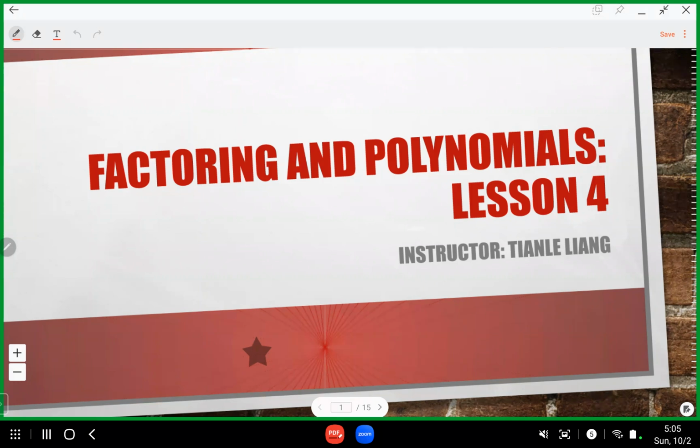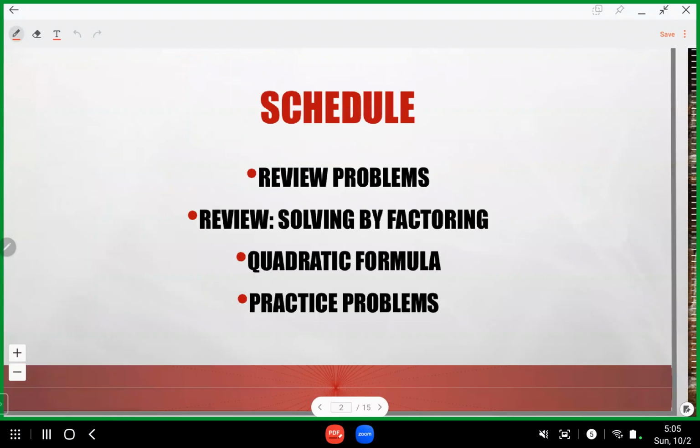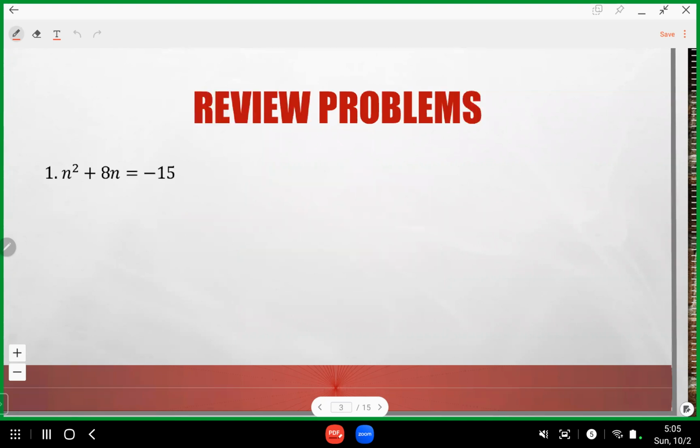Okay, so today's schedule, first we're going to go over some review problems. We're just going to have about 5 review problems just to make up for the homework. And also we are going to review what we learned last time about factoring and solving by factoring. And then we'll learn a new method to solve a quadratic using the quadratic formula. Okay, and then finally, of course, we have practice problems. All right, so let's start with this first one. This shouldn't be too hard. It's pretty easy to factor. Just solve this and put your answer in the chat, and then we can talk about it.